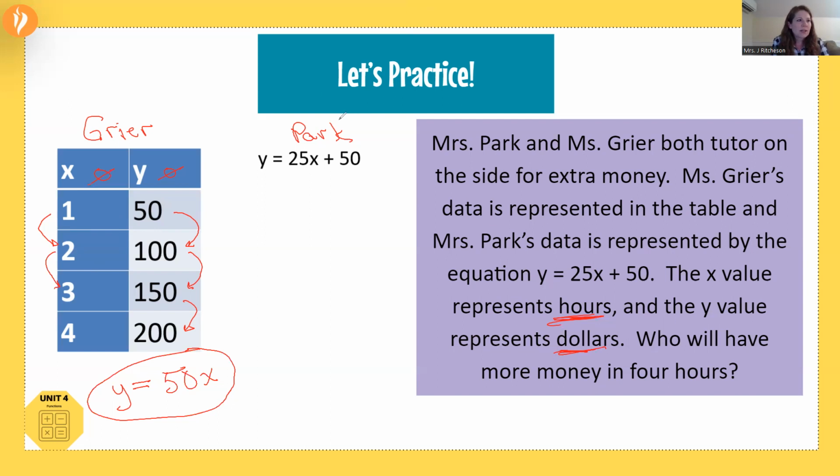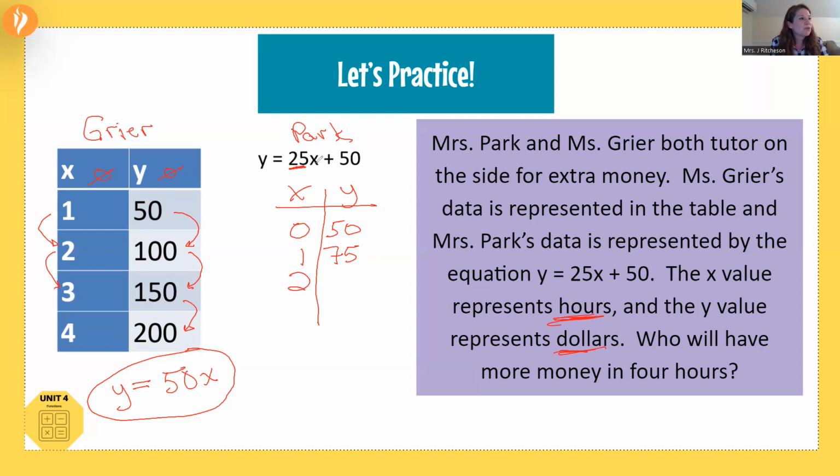Now, Ms. Park, we can make a T-chart for her as well. Let's say we start at 0. 0 times 25 is 0, and 0 plus 50 is 50. So it looks like she has a fee plus she has a rate per hour. The rate is $25 per hour, plus she charges a $50 fee. So for 1 hour, 1 times 25 is 25, and 25 plus 50 is $75. So far, Ms. Park's making more. In 1 hour, she made more money than Ms. Greer.